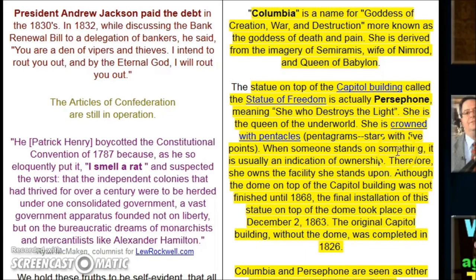So it goes on to say, when someone stands on something, it is usually an indication of ownership. This is also why when you go into court, they say, "Do you understand? Do you stand under your fictitious name?" Therefore, she owns the facility she stands on. Although the dome on top of the Capitol building was not finished until 1868. Columbia and Persephone are seen in other statues around the world.